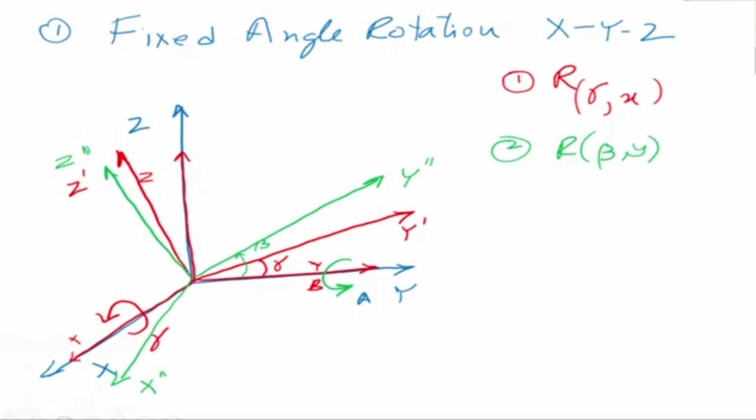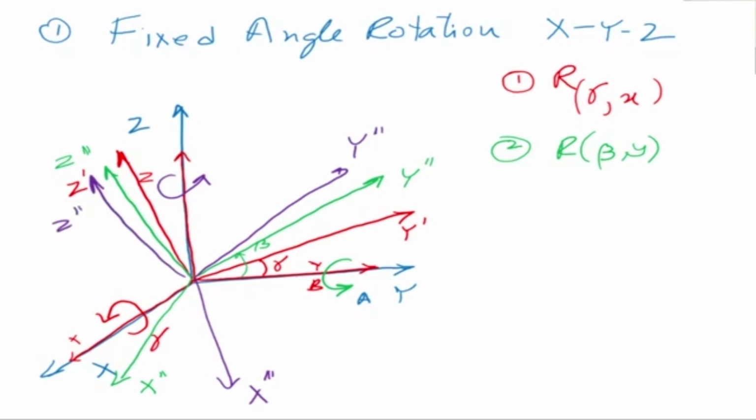Now let me rotate about the z-axis. We are always rotating about the fixed frame, so this is fixed frame rotation. Now your x-axis has come here, your y-axis has gone there, and the z of this rotated frame has rotated. It has gone there. So this is my third rotation, let's call it gamma. So gamma, beta, alpha.